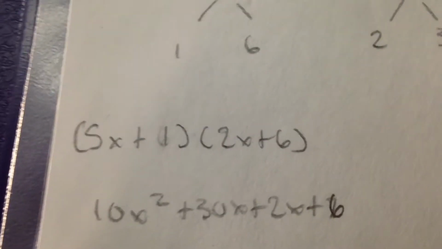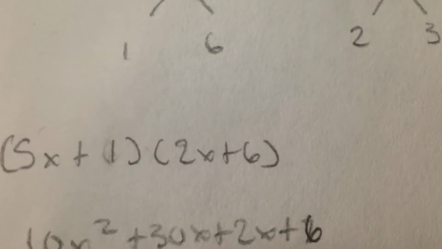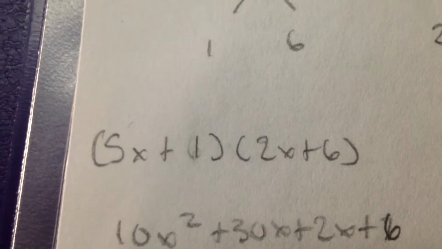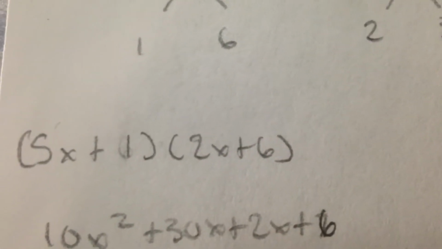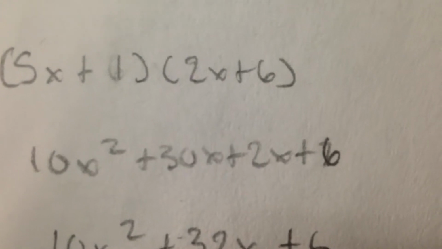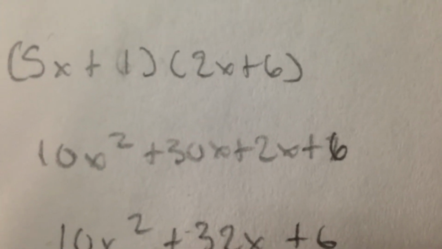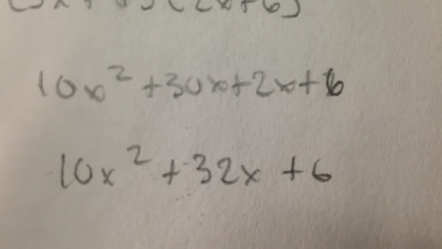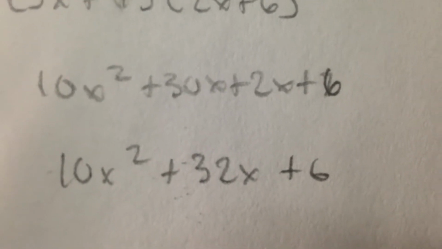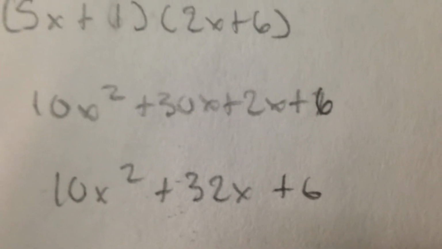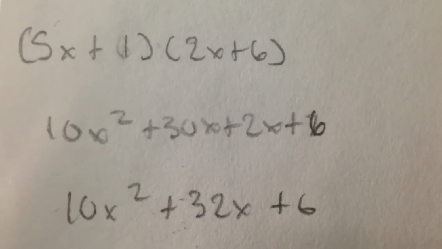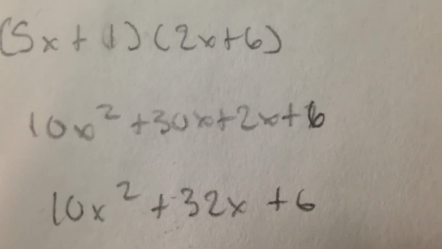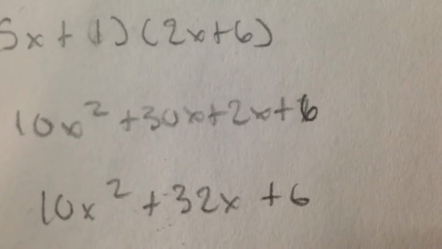So we're going to try 1 and 6. So 5x plus 1 and 2x plus 6. They're going to distribute, and we're going to get 10x squared plus 30x plus 2x plus 6. But then we realize that's not right. We got the first number and the second number right, but we need to keep in mind that 1 and 6 don't work because it has to be negative.